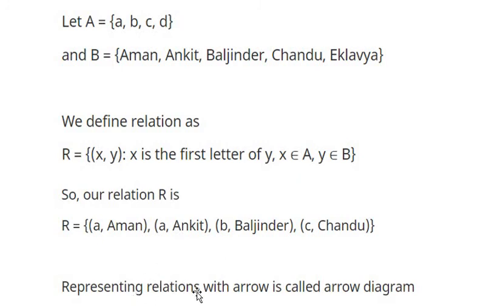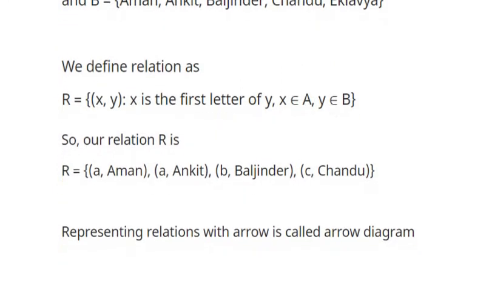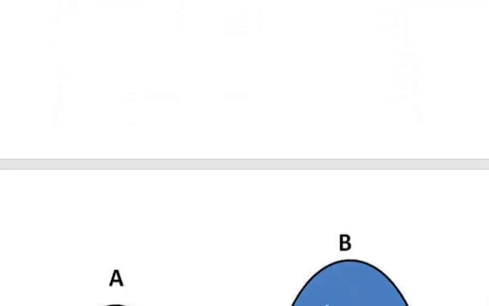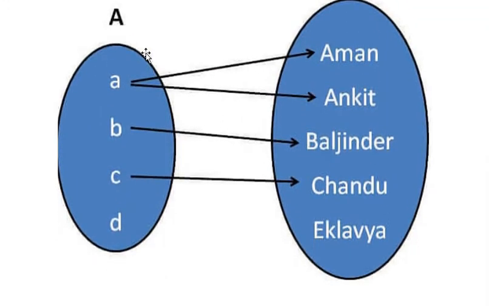So representing a relation with arrows is called an arrow diagram. Whenever we write this relation with the help of a Venn diagram, we are representing this relation with an arrow diagram. A is related to Aman as well as A is related to Ankit. Then B is related to Baljinder, C is related to Chandu, and here we can see that D is not related to any element of set B. Similarly, Eklavya is not related to any element of set A.